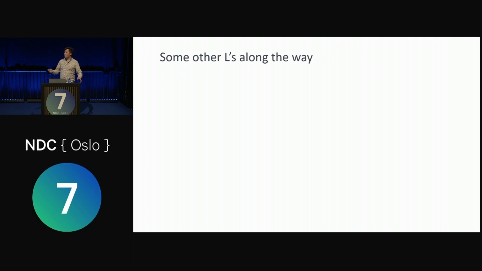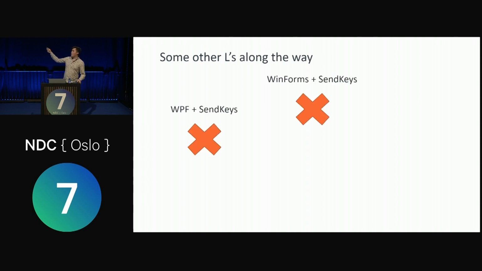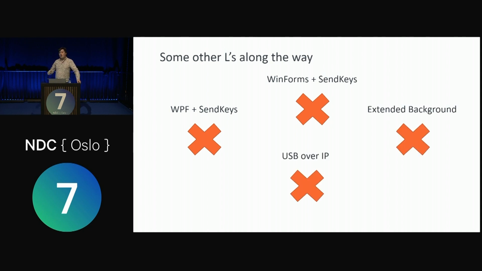We were using this input virtual simulator to simulate keys and mouse movements and stuff like that. Some other things we tried based off of everybody's suggestions of like, well, this definitely will work. WPF and send keys doesn't work. WinForms and send keys doesn't work. I don't know why that would be different, but someone was like, I know this will work in WinForms because I do WinForms, and therefore WinForms and send keys works. Can't run extended background tasks. That wasn't the issue. And we also couldn't do anything USB over IP. No matter what, nothing happened in any of these games.